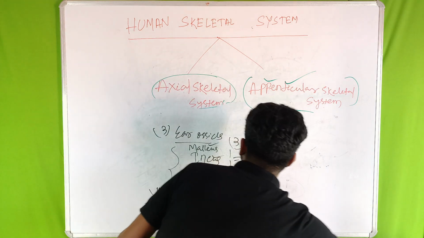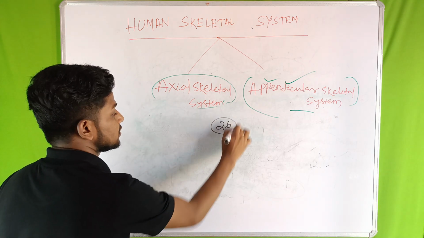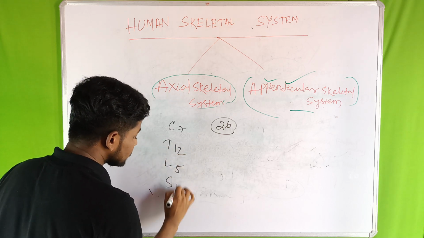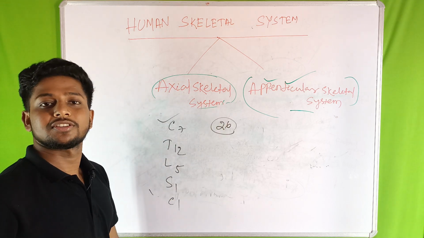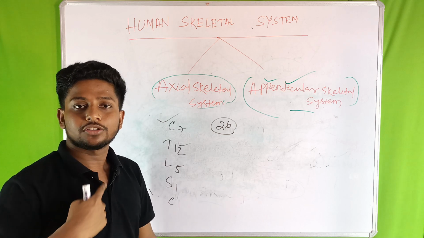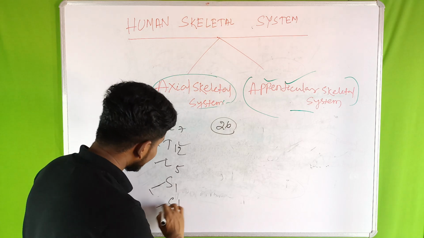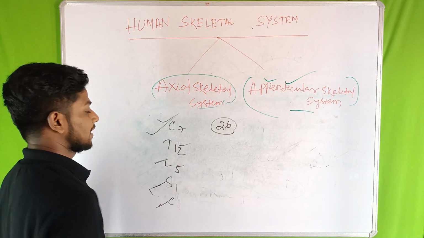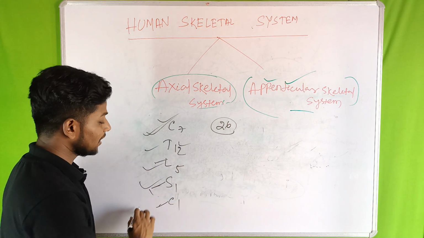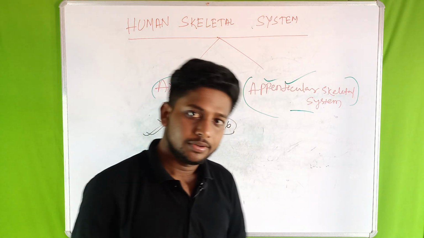Then come to the vertebral column. The vertebral column consists of 26 bones. We use a trick: C7, T12, L5, S1, C1. Cervical vertebra is 7. This is called the cervical region. Then thoracic vertebra, this is called the thoracic region. This is called the lumbar region. Then sacral region. Then coccyx region. Cervical vertebra, thoracic vertebra, lumbar vertebra, sacral vertebra, then coccyx. This is a total of 26 bones. Okay? Understood?